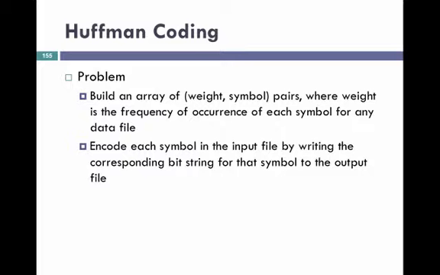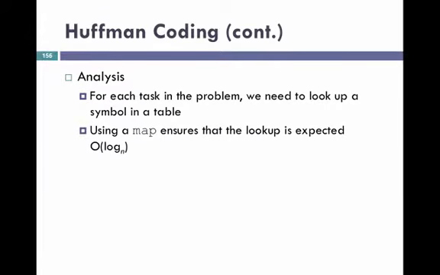Now, Huffman coding, the problem is to build an array of weight symbol pairs where the weight is the frequency of occurrence of each symbol for any data file. And we can encode each symbol in the input file by writing the corresponding bit string for that symbol to the output file. So for each task in the problem, we need to look up a symbol in the table, and using a map ensures that the lookup is expected to be order log n.